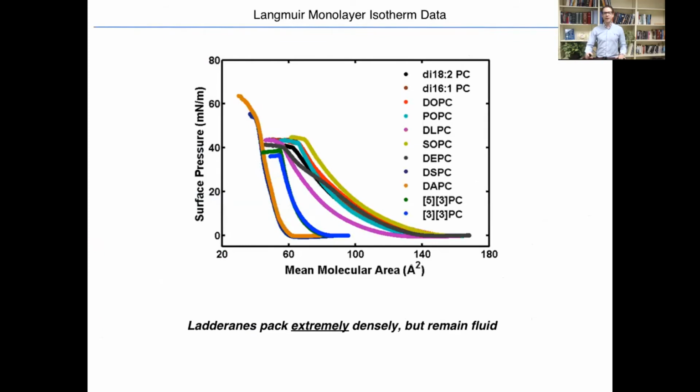We've done a Langmuir monolayer isotherm analysis. I know there's a lot of data on this slide. What this is hopefully showing is that these laterane lipids are not as compressible. So they, again, are packing very densely when we apply force to a monolayer that's put down on a water surface. What we see is essentially no resistance until they self-assemble to their packed phase, and they don't really push back that much.